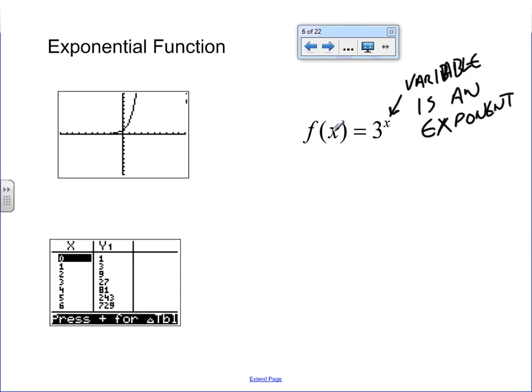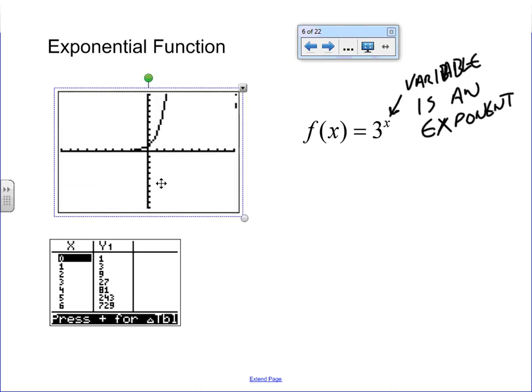So an exponential function, the variable is the exponent. That's the giveaway. See the x up here? It's an exponent. That tells me probably an exponential function. When I look at the graph, it stays above the x-axis the whole time. Let's see if I can make this graph bigger for you so you can see. I don't know if it really helps much.